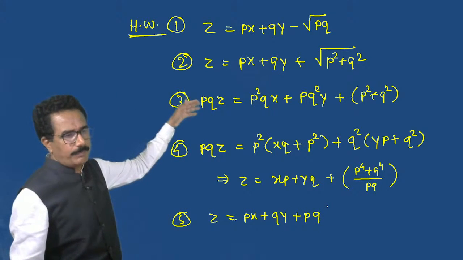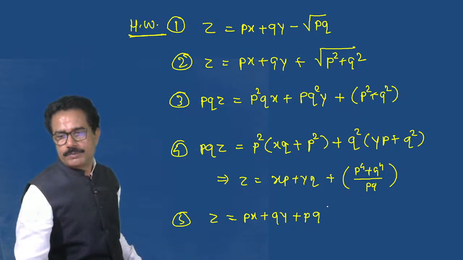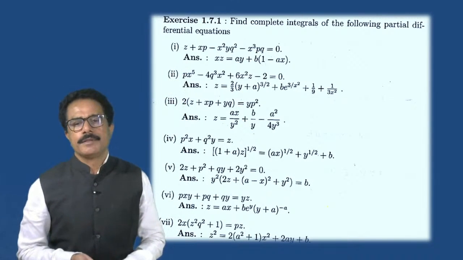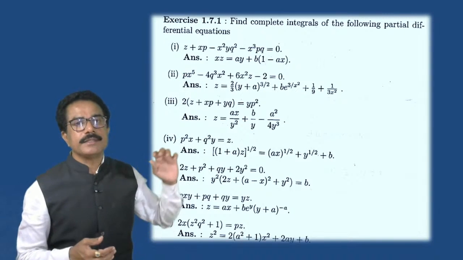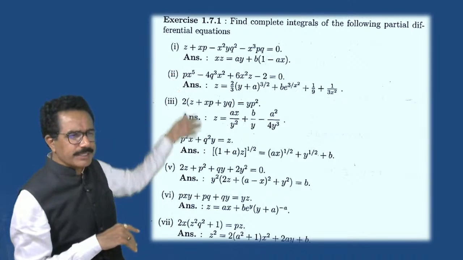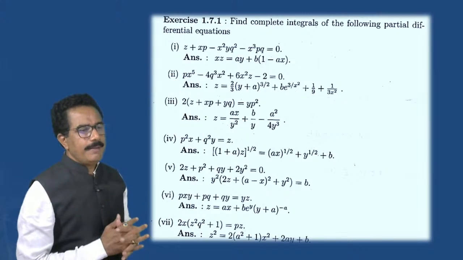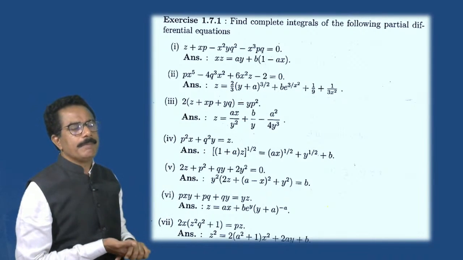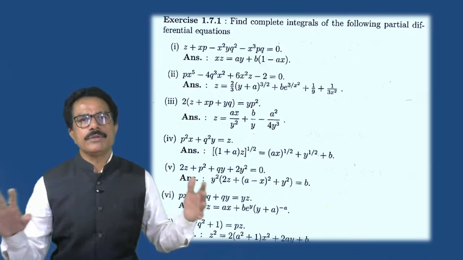So you have to solve all these problems. Okay, these are a total of 4 problems to be solved by this method. Actually you have to solve this; these are not in a standard type. You have to solve this by any method. Solve this equation. You can use Charpit's method, you can use the standard forms.